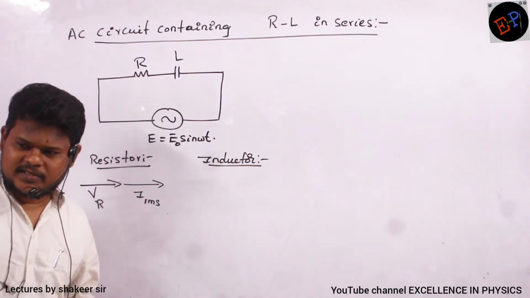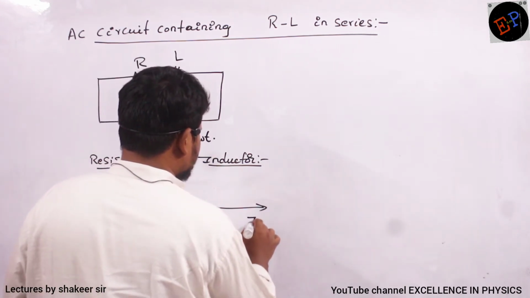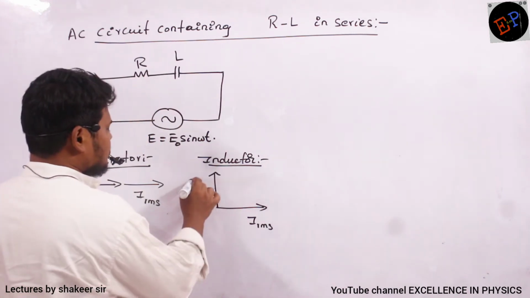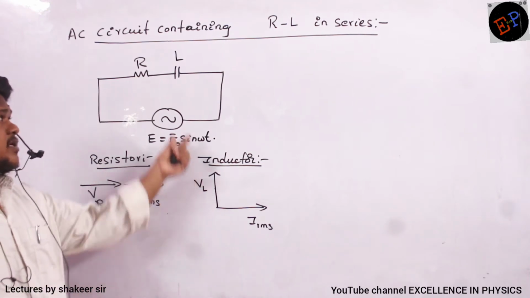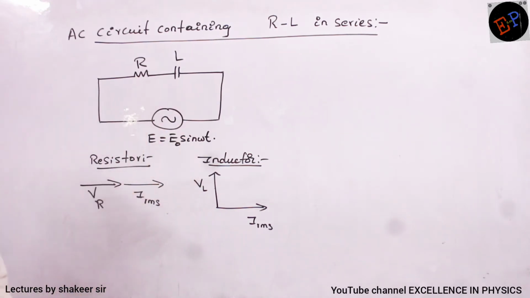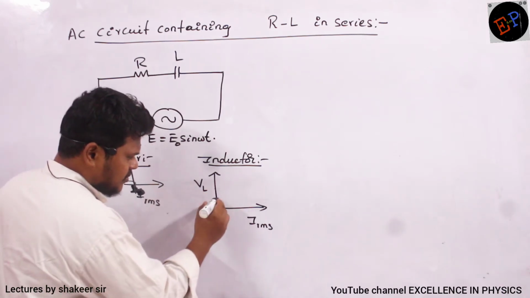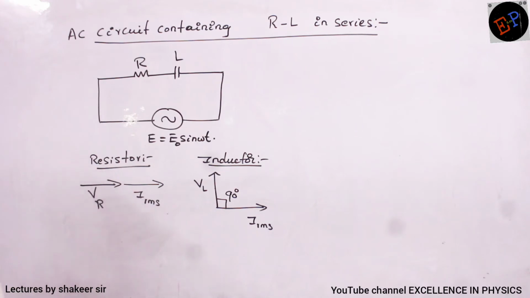Current lagging, voltage is leading. So therefore, how can I draw the diagrams? If it is IRMS, definitely I can say this is VL. What is VL? Voltage drop in inductor. Are you able to understand? So in the case of inductor, voltage leads current by 90 degrees. Voltage leads current by 90 degrees.